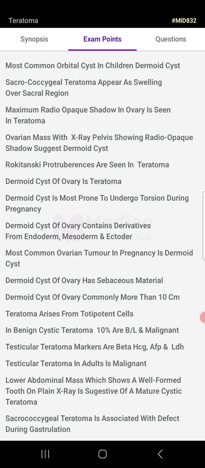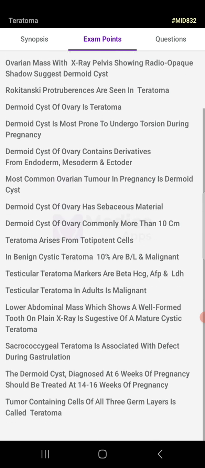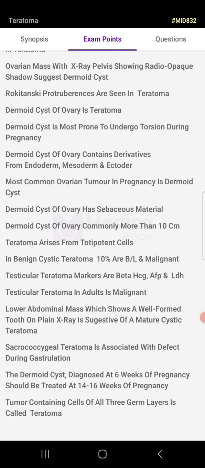The most common orbital cyst in children is the dermoid cyst. Sacrococcygeal teratoma appears as swelling over the sacral region. The maximum radio-opaque shadow in the ovary is seen in the teratoma. An ovarian mass with an X-ray pelvis showing a radio-opaque shadow suggests a dermoid cyst. Rokitansky protuberance is seen in the teratoma. Dermoid cyst of the ovary is a teratoma. Dermoid cyst is most prone to undergo torsion during pregnancy.